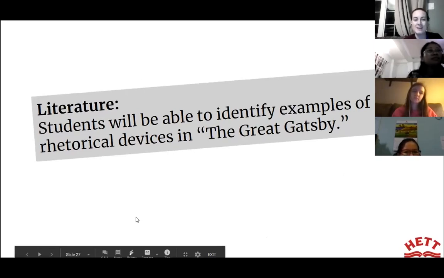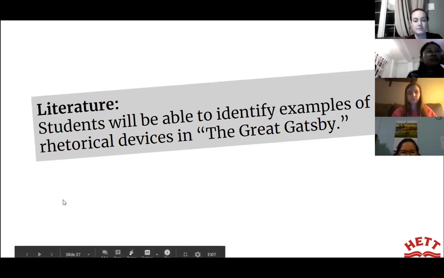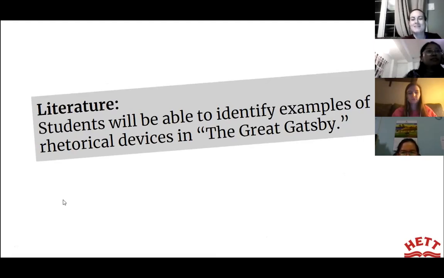Strong or weak? Students will be able to identify examples of rhetorical devices in The Great Gatsby. The Great Gatsby is a book, in case you didn't know, if people read it in Myanmar.